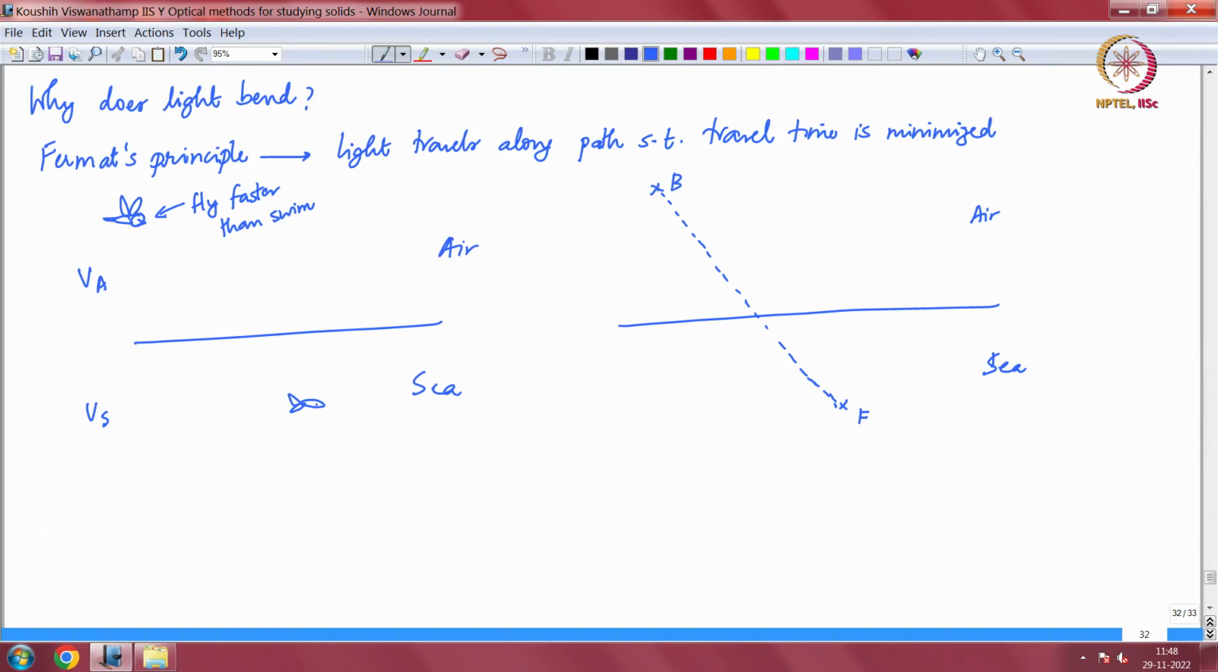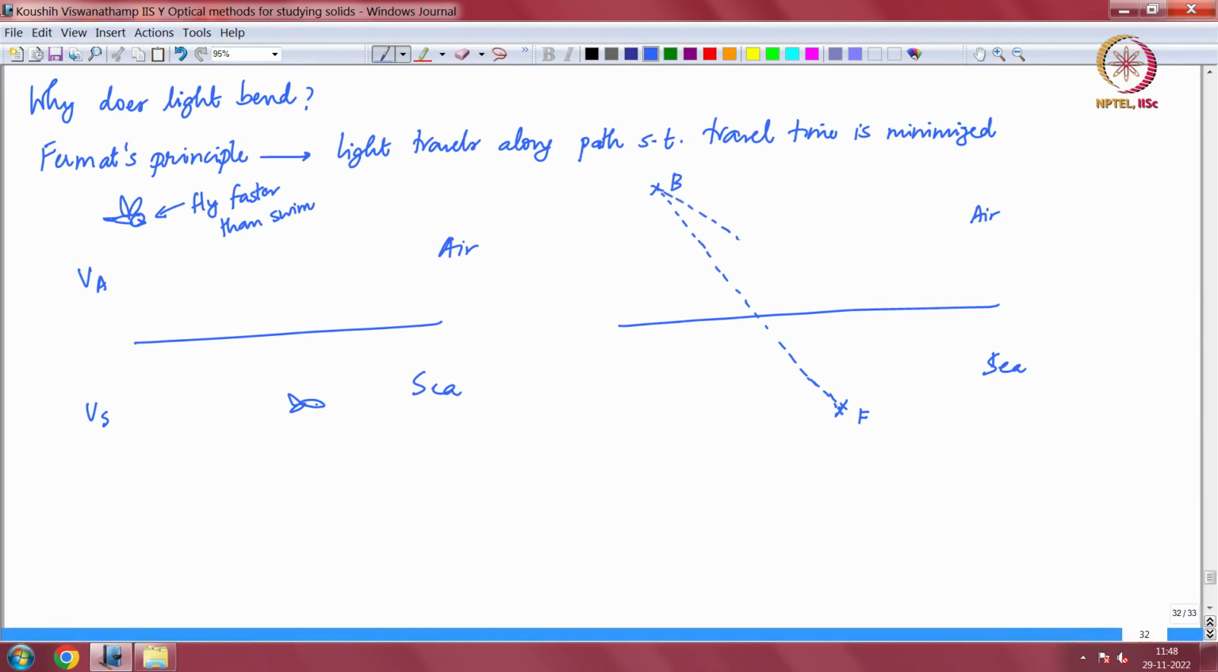Now you might say, okay, this is a possible solution, but the distance it travels in the sea is actually larger than it can get away with, because its speed in the sea is lesser. So this, it turns out, is not the most ideal route to take if it wants to minimize its travel time.